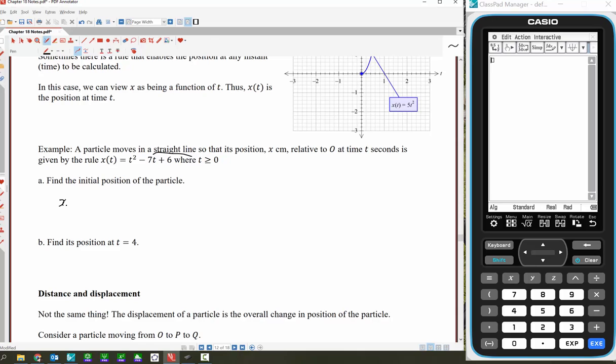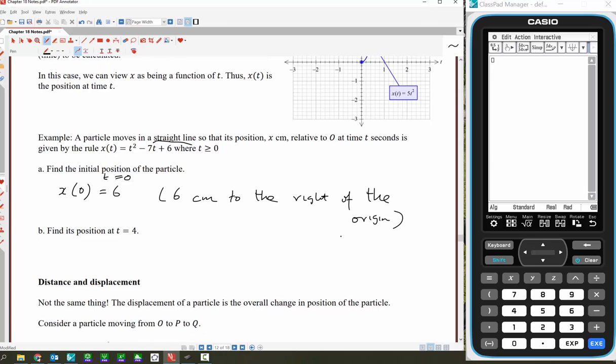So that's saying, what is its position at time 0? T equals 0. And what we know is that x of 0 equals 6. And we can interpret that in kinematics as 6 centimeters to the right of the origin.